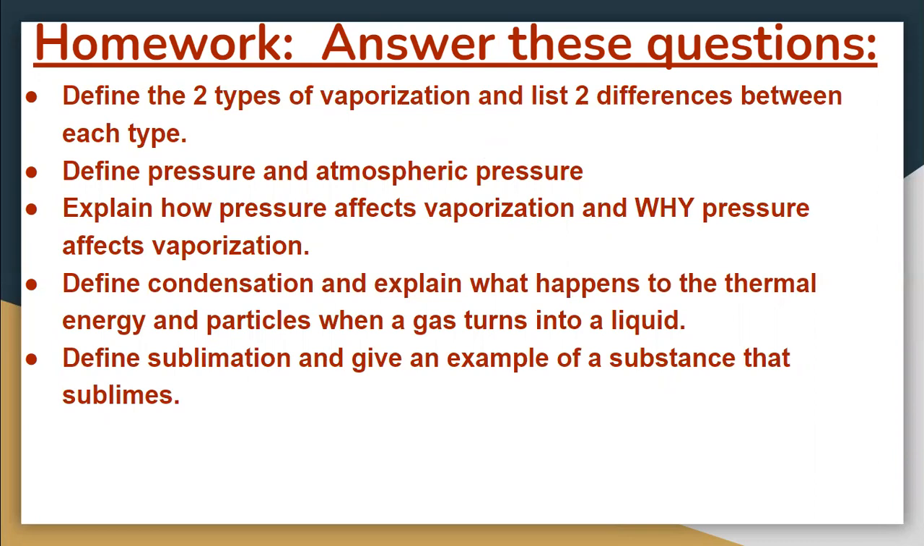Now, these questions seem hard, but they're really not. All your answers are on the slides. Define pressure and atmospheric pressure. Explain how pressure affects vaporization, boiling and evaporation, and why pressure affects vaporization. Define condensation and explain what happens to the thermal energy and particles when a gas turns into a liquid. And finally, define sublimation and give an example of a substance that sublimes. That one should be easy. That should be the last slide that we just looked at. Which substance sublimes? Yes, solid carbon dioxide.